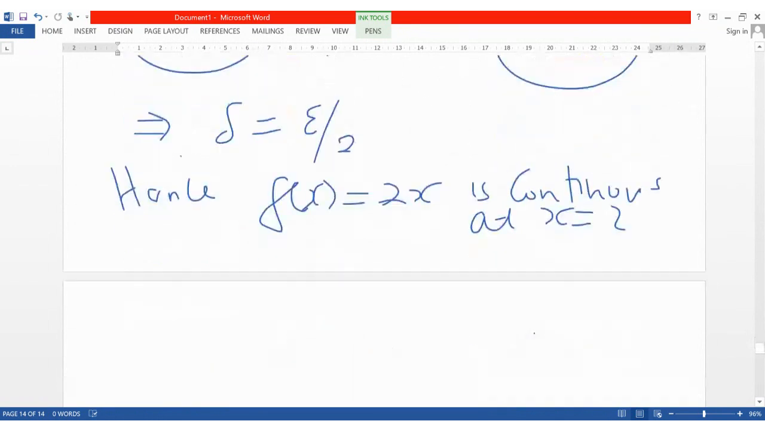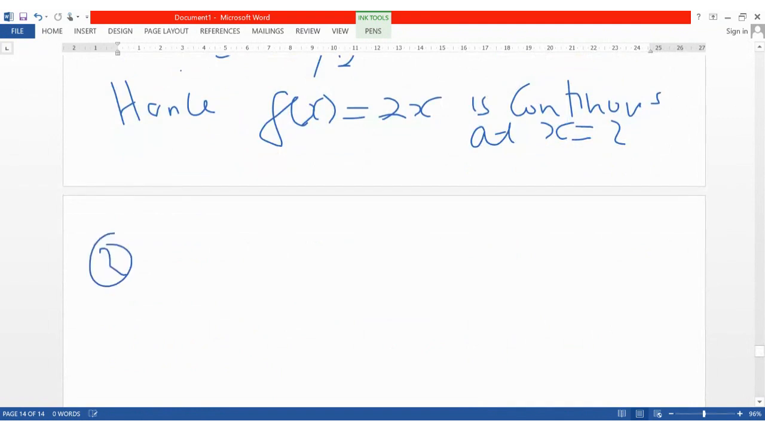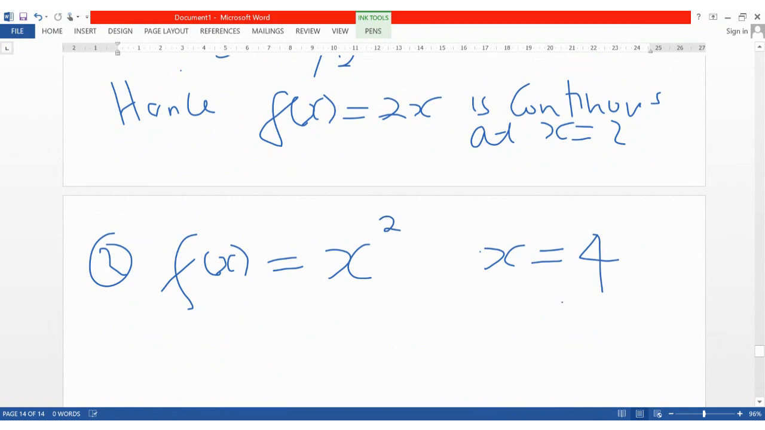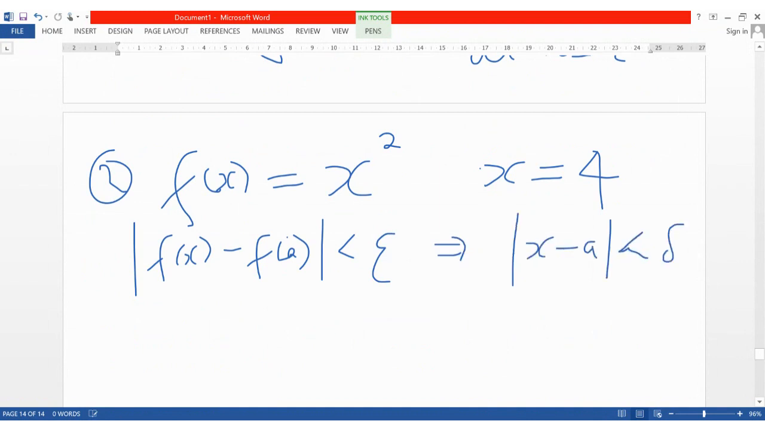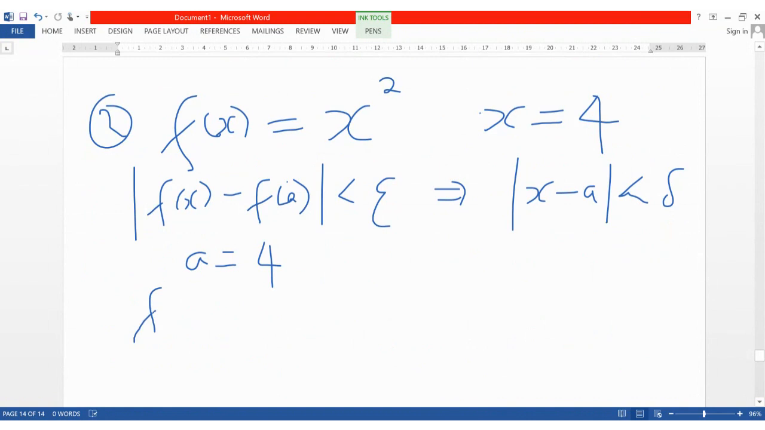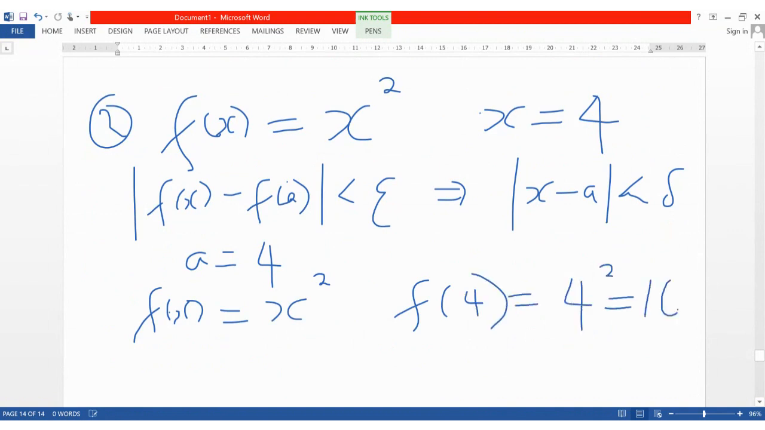I'll do another example here. Number 2, f of x is equal to x squared, when x is equal to, let's say, 4. We do that one there. So I'll go to the definition: the magnitude of f of x minus f of a is less than epsilon whenever the magnitude of x minus a is less than delta. So here my a is 4. What I need is to calculate f of a, and I have f of x. So f of 4 is the same as 4 squared, which is 16.